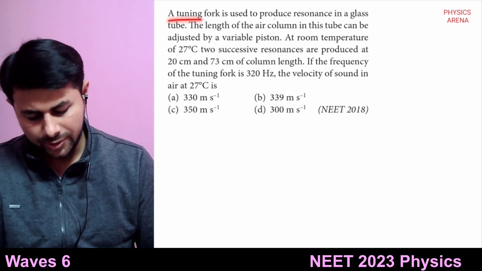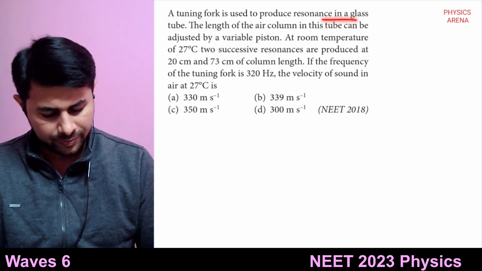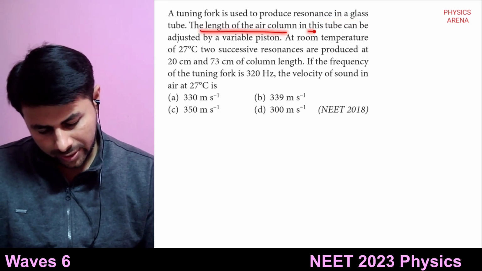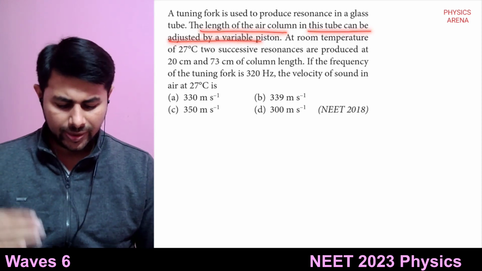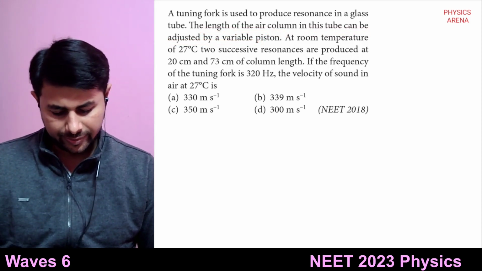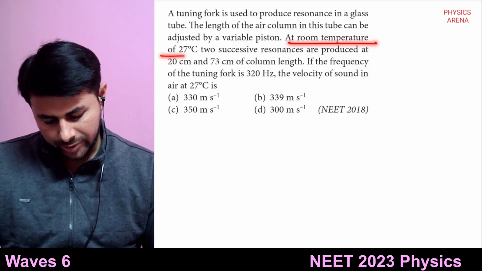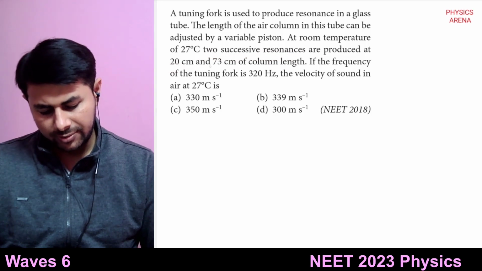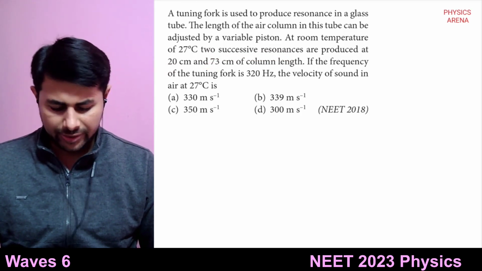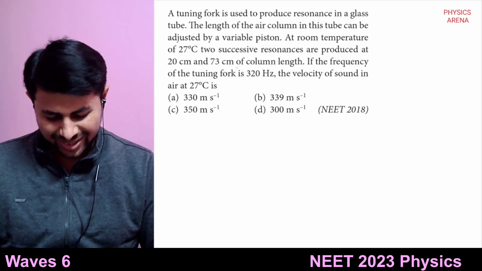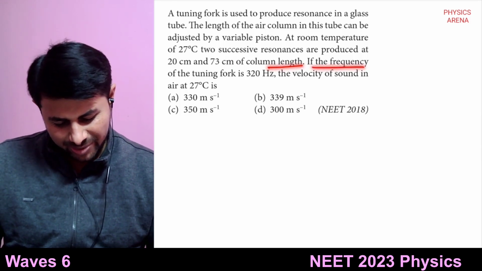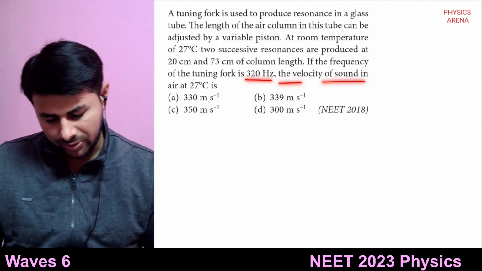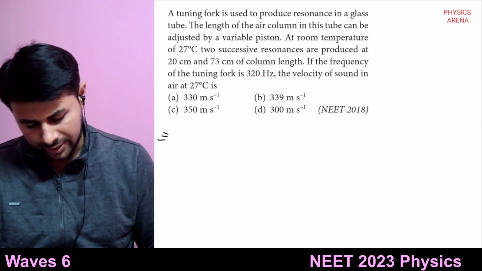The tuning fork is used to produce resonance in a glass tube. The length of air column in this tube can be adjusted by variable piston. Okay, you can adjust the length. At room temperature of 27 degrees Celsius, two successive resonances are produced at 20 centimeter and 73 centimeter of column length. If the frequency of tuning fork is 320 Hz, the velocity of sound in air at 27 degrees Celsius is.